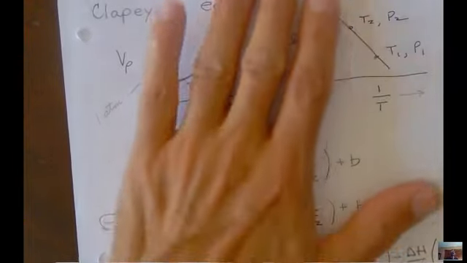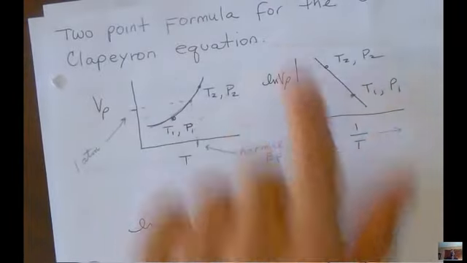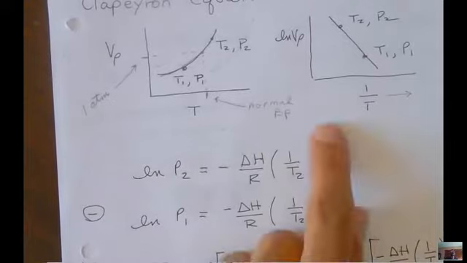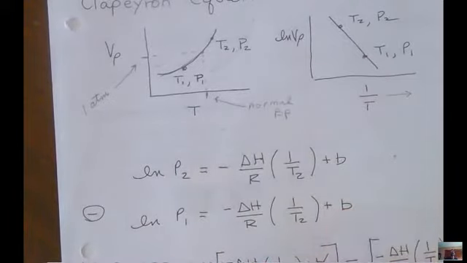Well, B, the intercept of this graph, doesn't have much meaning to us. So let's get rid of it. How would you get rid of an intercept that you don't care about? Well, the way to get rid of an intercept is to make a 2-point formula.